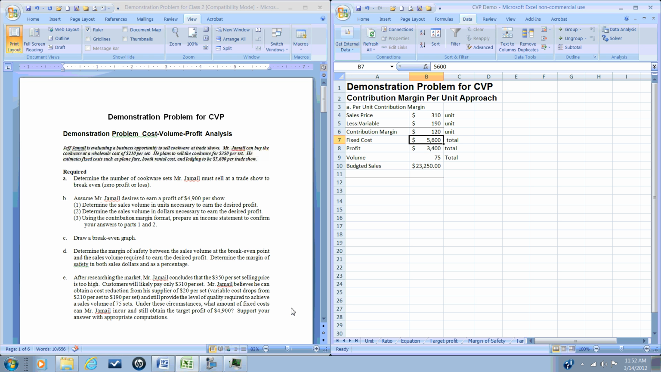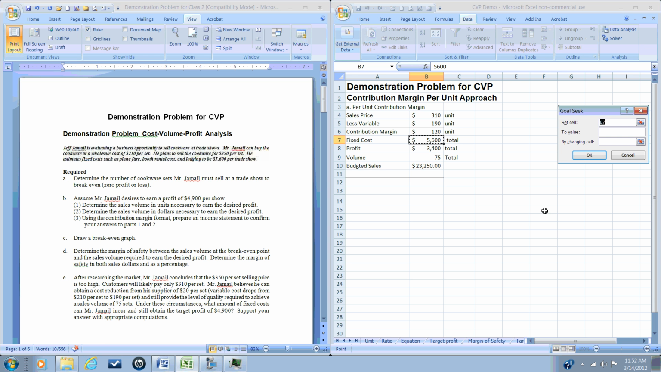Under this scenario right now, we're not meeting our targeted profit. So the only way to get there is to change the fixed cost. We're going to maintain the same budgeted volume. So let's use Goal Seek to determine what level of fixed cost we need.